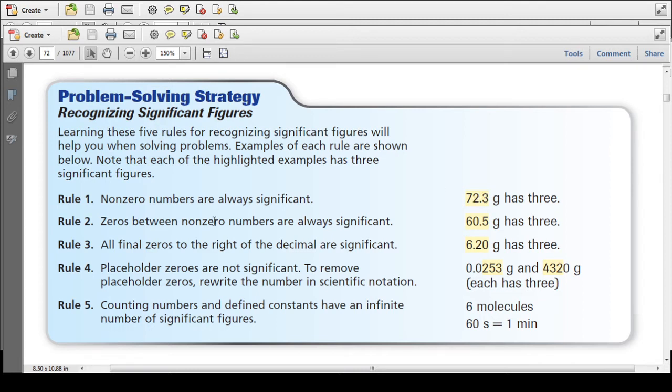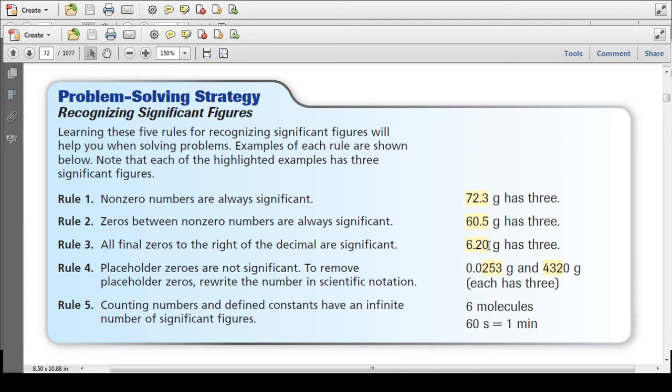Rule number 2: zeros between non-zero numbers are always significant. In this case, we have 60.5, so that 0 is significant. Rule number 3: all final zeros to the right of the decimal are significant. In the case of 6.20, because that 0 is stated, it is considered significant.